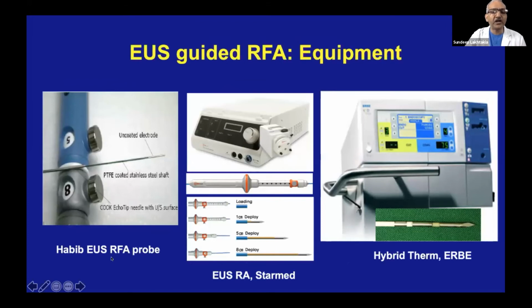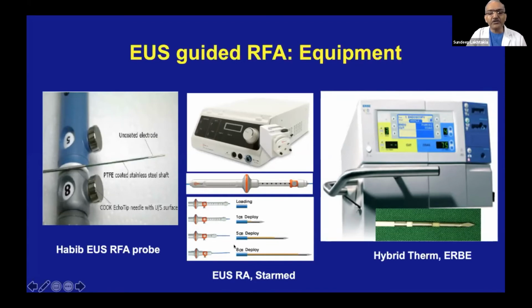The left one is called the Habib EUS RF probe, which is a through the needle device. This is the needle, and through that, this wire type device is coming out. It's 1 French in caliber, which is entirely insulated except the terminal 1 centimeter. This 1 centimeter gives the heat to the area in which it is enclosed, be it a cyst or a solid lesion.